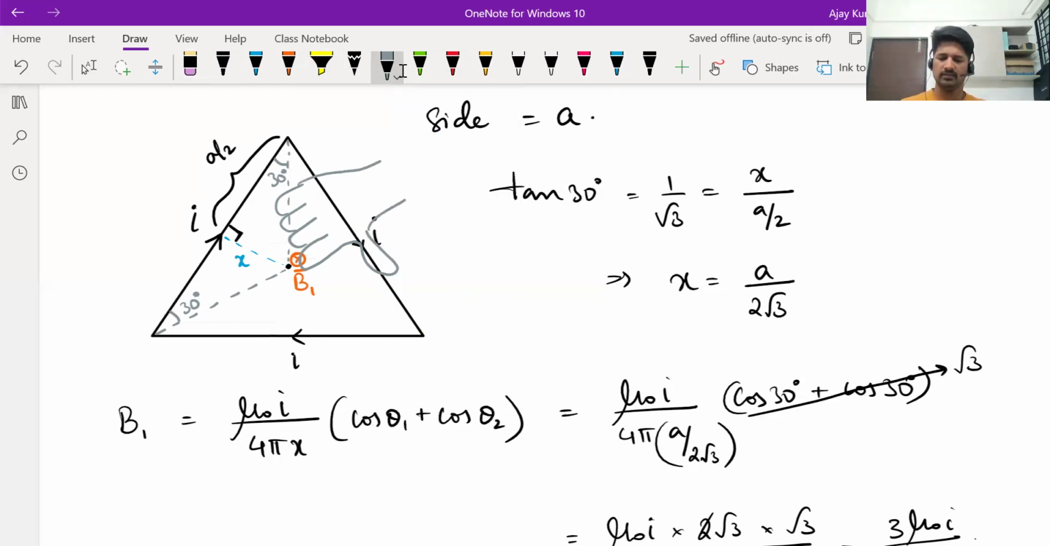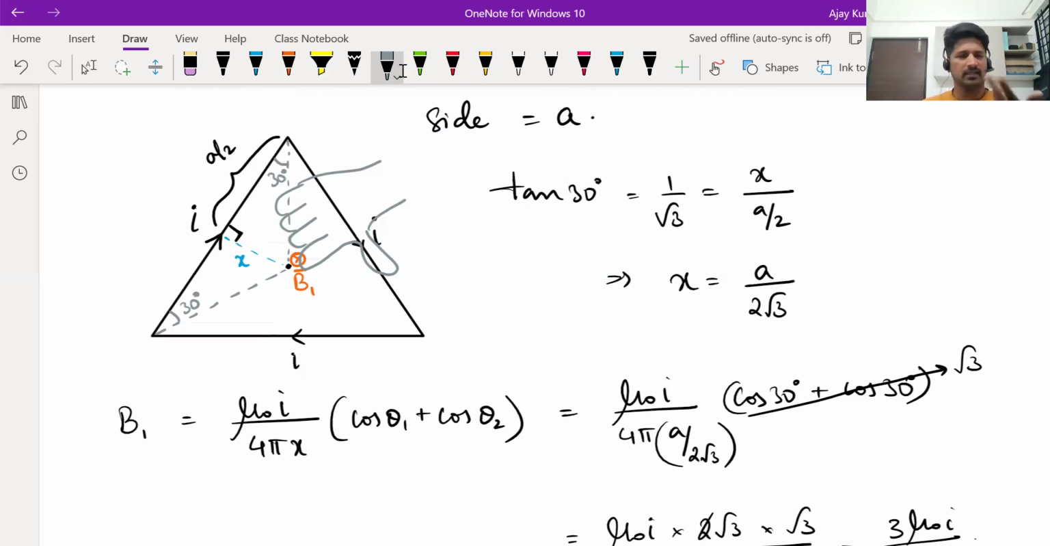Yeah, you put your right hand like this, you'll see that the palm is again pressed against the screen. That means the magnetic field is still directed inwards. The magnetic field produced by the third side also will be directed inwards itself. So all three sides produce magnetic field at the centroid in the same direction.